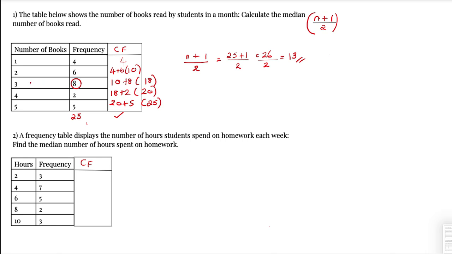So the answer is 3. Calculate the median number of books read. So after finding out all that information, we can see that 3 books are read.